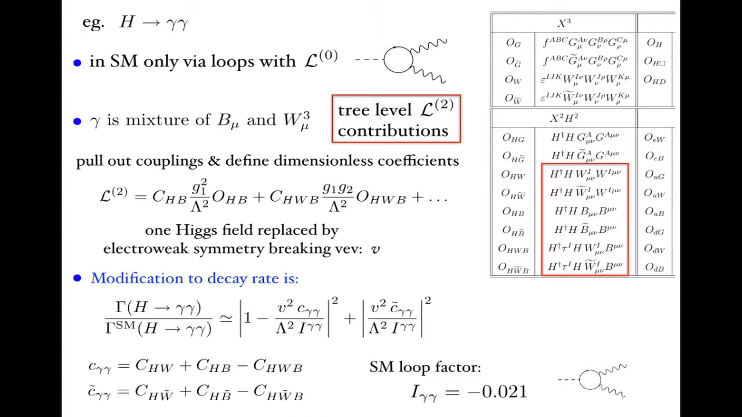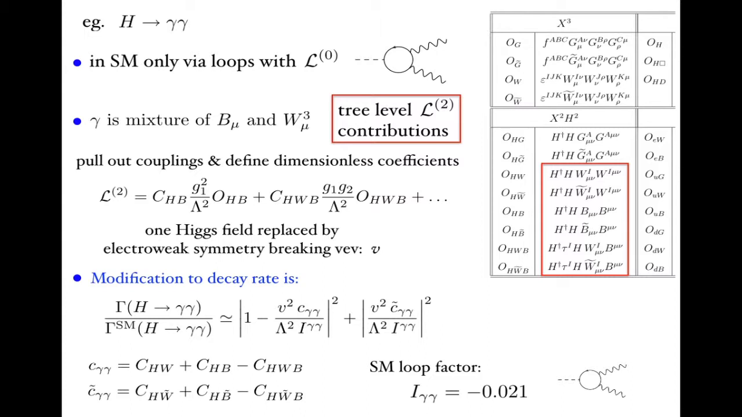Then if I want to figure out how these operators contribute to the decay rate, I can conveniently write it as the decay rate for Higgs to gamma gamma divided by the result if you just had L0, which I'll call the standard model result. So that's the one term here, the standard model.